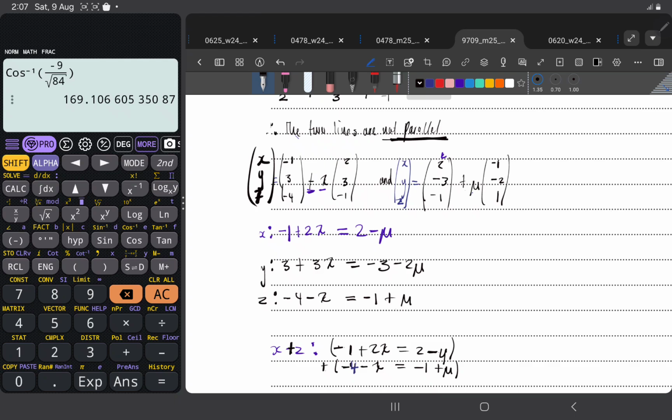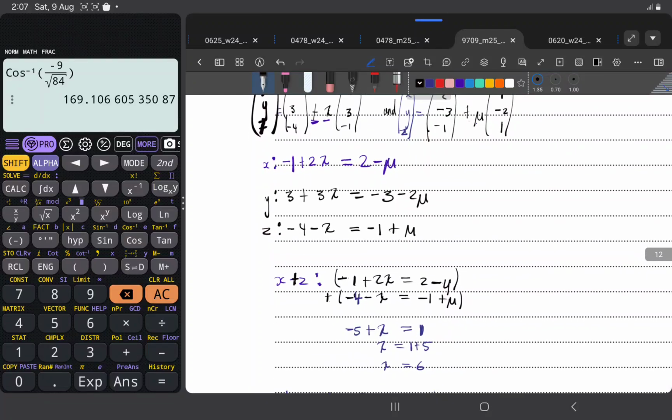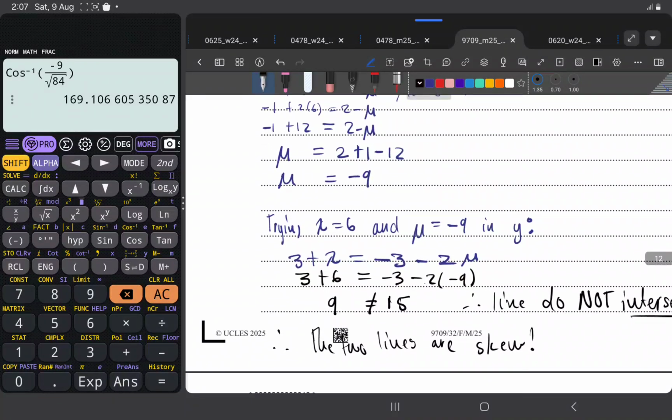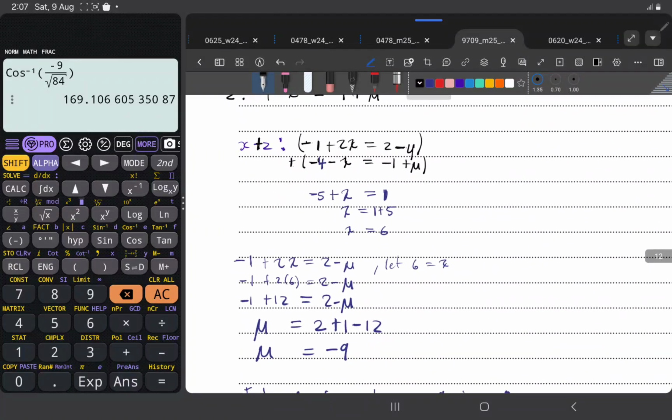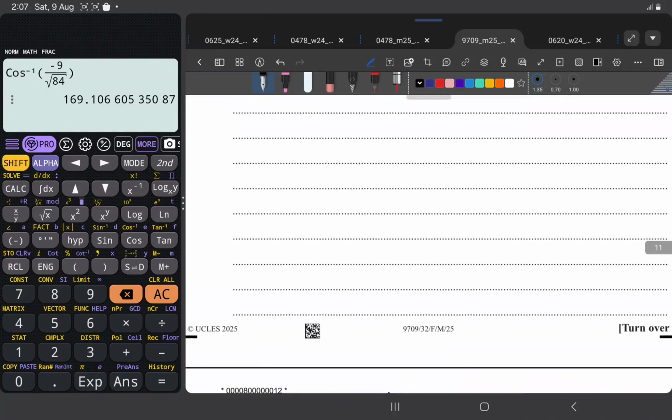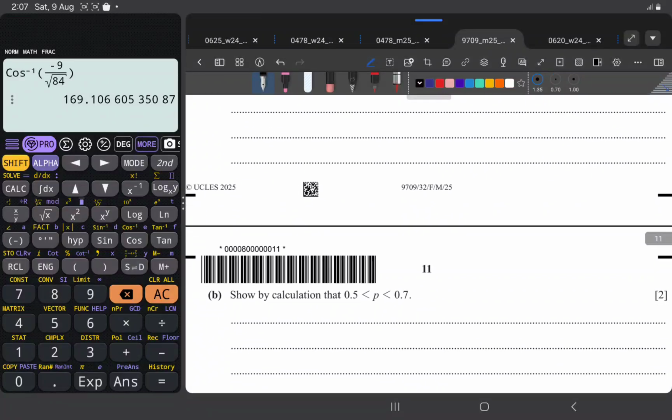Then you pick any two, you solve the way you want to find mu and lambda. And then you put them into the third one, and you see if you get the same value on both sides. If you can't, they do not intersect. And if they were not parallel and they do not intersect, obviously these two lines are skew. You would have proved. Anyway, now we are going to the next thing.